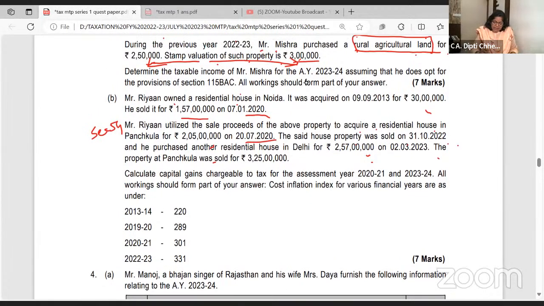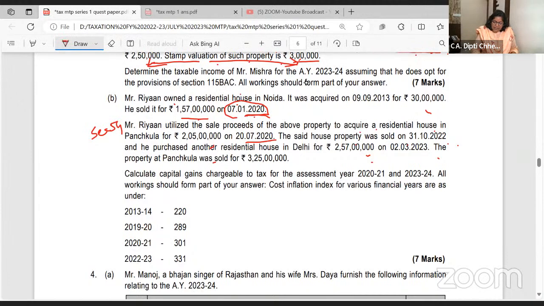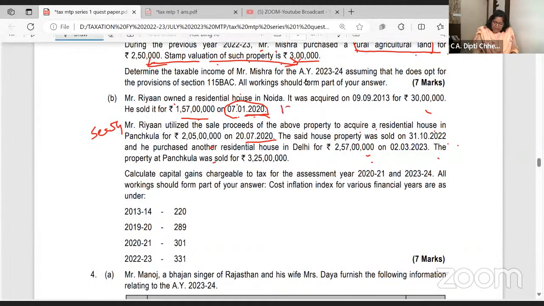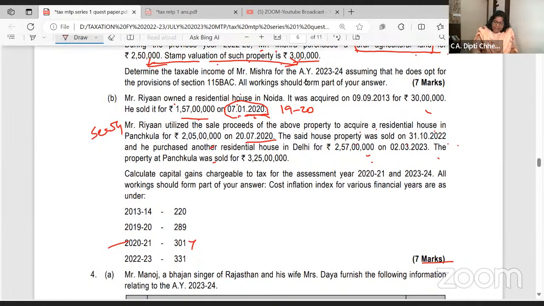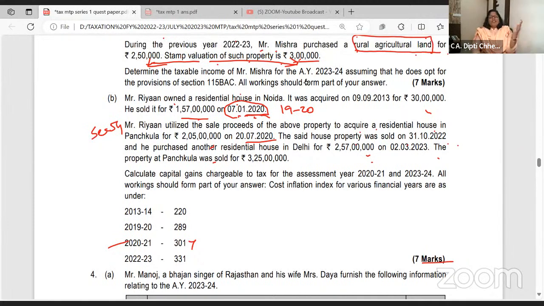Aur ek mujhe important batana hai, ki ye jo ghar, jo pehla wala ghar sale kiya tha, वो 2020 में सेल किया था. तो इंडेक्स कब का लोगे आप? 1920 का. स्टूडेंट्स जस्ट लुक एट 20 एंड दे टेक 2021. गॉन. योर होल आंसर इज करेक्ट बट यू टुक मिस्टेक में रॉन्ग इंडेक्सेशन, रॉन्ग कैपिटल गेन, रॉन्ग एग्जेम्पशन, रॉन्ग, एंड आउट ऑफ 8 marks यू एंड अप गेटिंग 2 marks. 7 है, चलो फिर भी 2 mark. समझ में आ रहा है? जनवरी 20 इफ यू सेल द हाउस, what is your financial year beta? 1920.